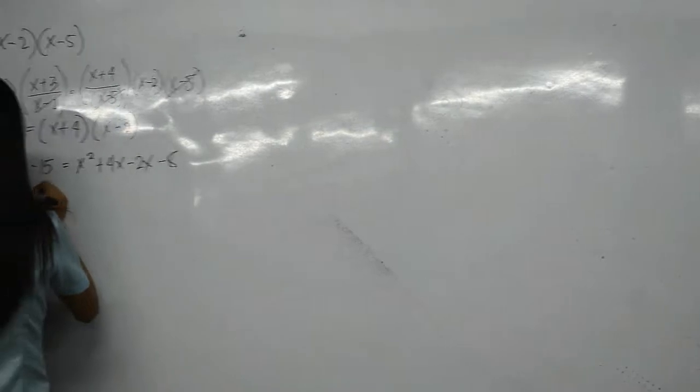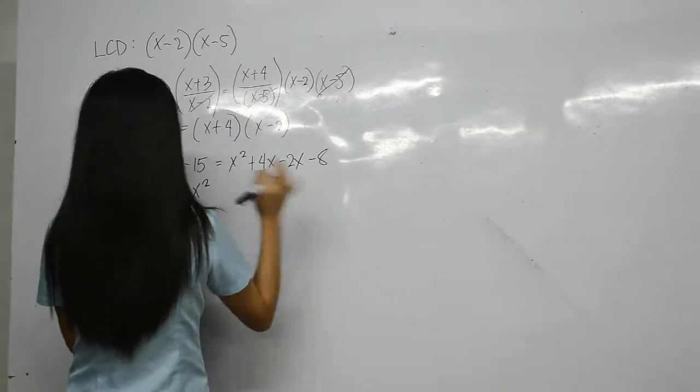The given rational equation is x plus 3 over x minus 2 is equal to x plus 4 over x minus 5. Hey, Lynette! I said, let's solve it together.